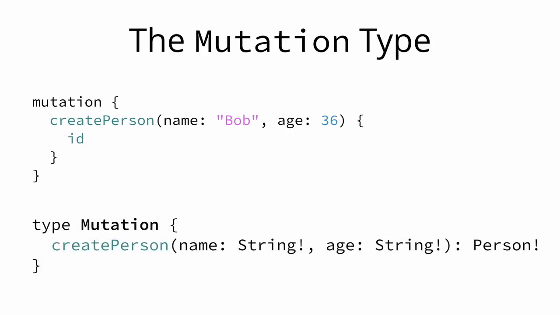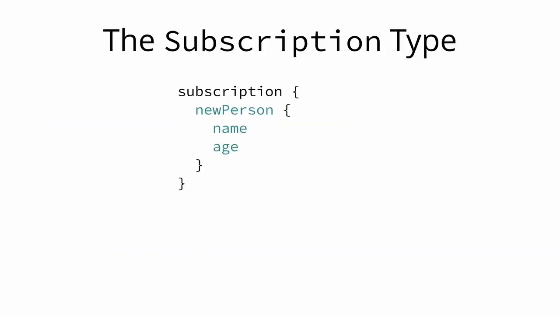Similarly, for the mutation to create a new person, we have to add the createPerson field to the mutation type, since that was the root field that we used when we were sending the mutation. It takes the name and age arguments that we already used before. Notice that the return type of the createPerson field is a single person object. Logically, this is the one that was created by the mutation.